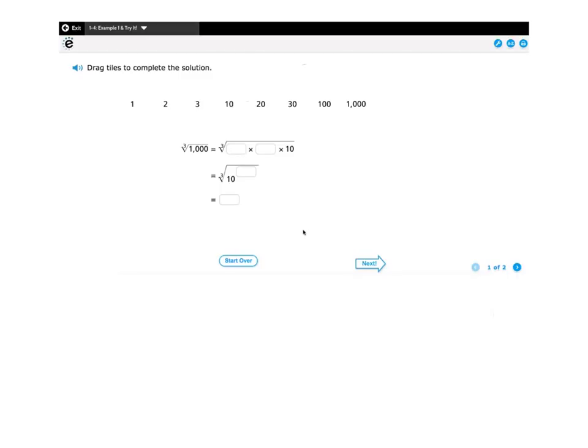All right, so this one says, find the cube root of 1,000. Again, I'm going to show you in just a second when we get to the try it how we put that into our calculator. But basically 10 cubed, or 10 times 10 times 10, really does equal 1,000.